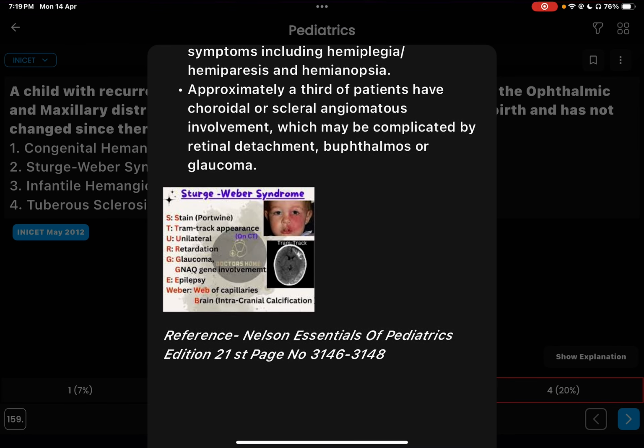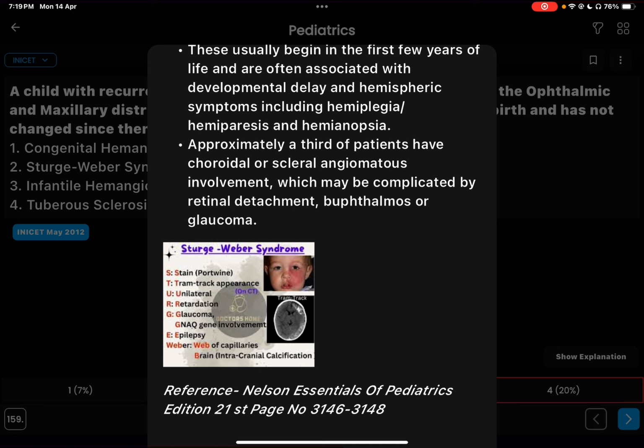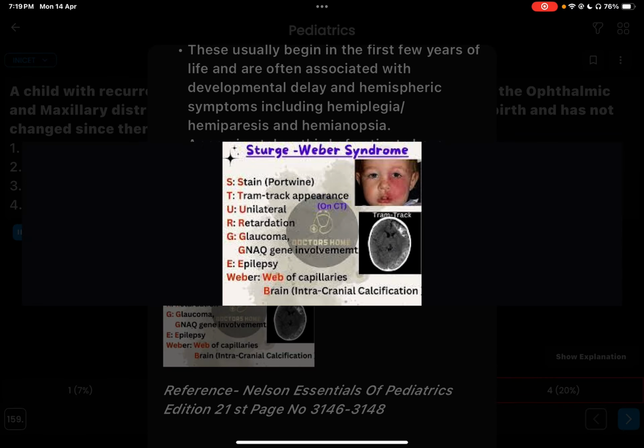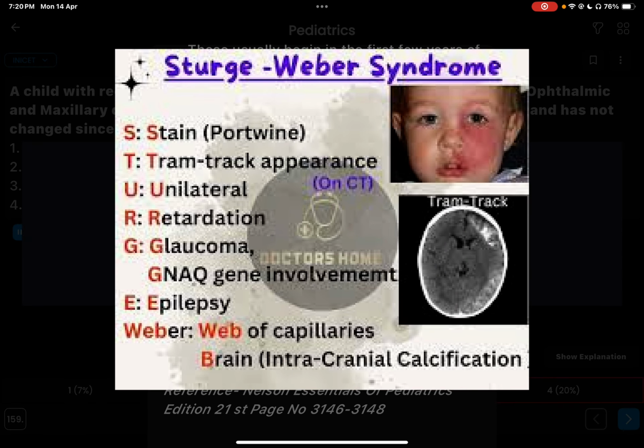Approximately a third of the patients have choroidal or scleral angiomatous involvement, which may be complicated by retinal detachment, buphthalmos, or glaucoma. Get the slide. Sturge-Weber syndrome: port wine stain, tram track appearance, unilateral hemiparesis, retardation, glaucoma, GNAQ gene involvement, epilepsy. Weber: webs of capillaries in the brain, intracranial calcification. So the mnemonic is Sturge: port wine stain, tram track appearance, unilateral, retardation, glaucoma, gene involvement, epilepsy.